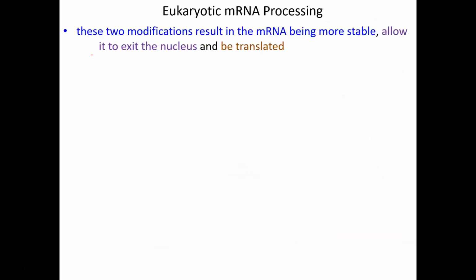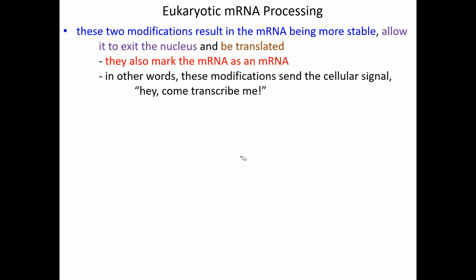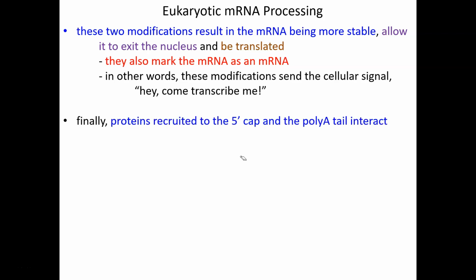And again, there's a quality control measure. These two modifications result in the messenger RNA being more stable. These modifications also mark the messenger RNA as a messenger RNA molecule. Anything with an upside-down methylated guanine cap and a poly-A tail is a messenger RNA, and the cell knows that it should be translated. In other words, these modifications yell out to the cell, hey, I'm something to make a protein from. Come and translate me. That should say, come translate me, not transcribe me. Come and translate me because I am ready to be decoded.